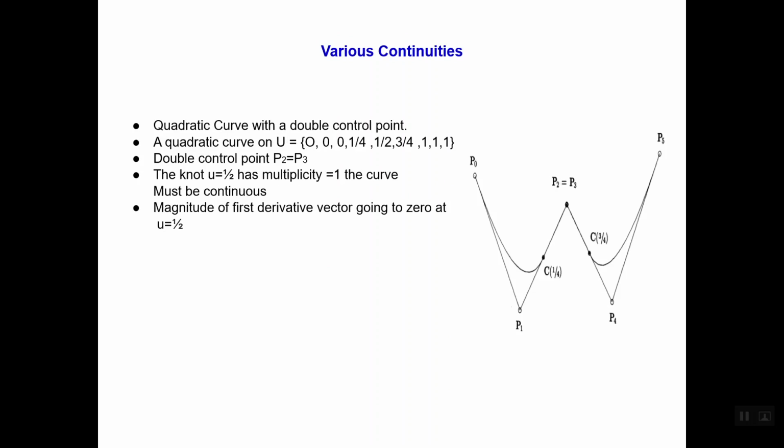In this image there is a quadratic curve, drawn on these values of u, and this image has a double control point, which means that P2 is equal to P3. It has continuity C raised to power 0 and C raised to power 2, and the knot u equals 1 over 2 has multiplicity 1, which means the curve is continuous, and the magnitude of the first derivative vector goes to 0 at the value of u equals 1 over 2.